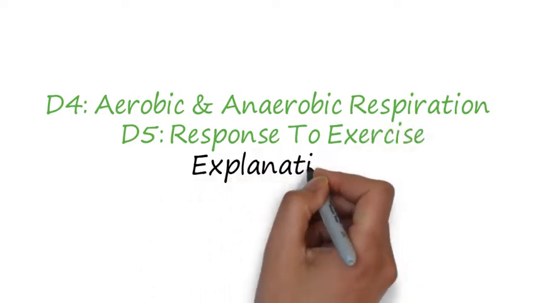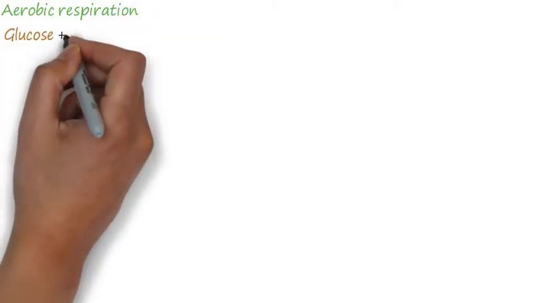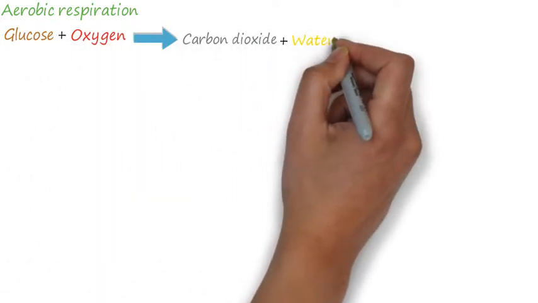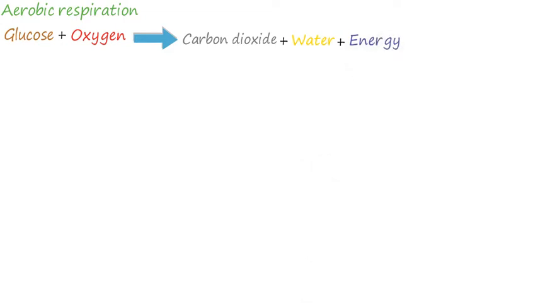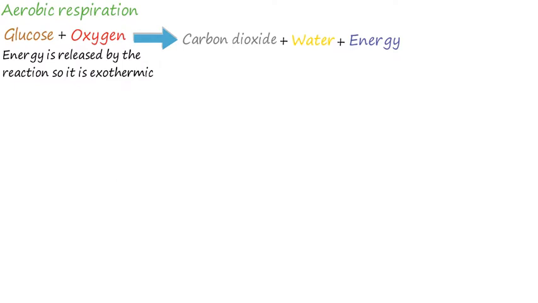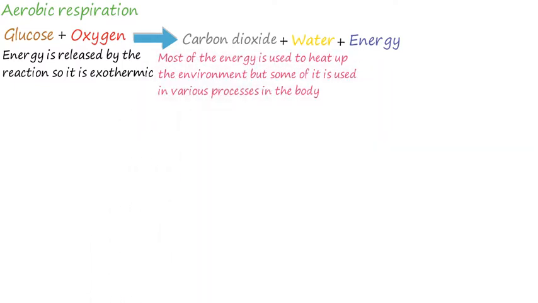Aerobic respiration is where glucose and oxygen react to form carbon dioxide and water, as well as energy. The water and carbon dioxide are just waste products in this reaction, and the energy produced in the reaction is the important part. Because energy is released, the reaction must be exothermic. Most of the energy produced is used to heat up the environment.